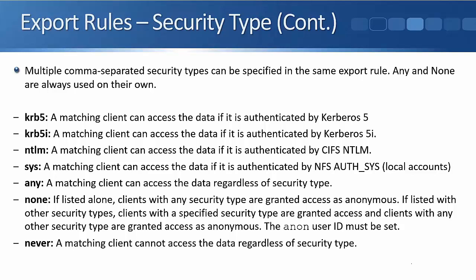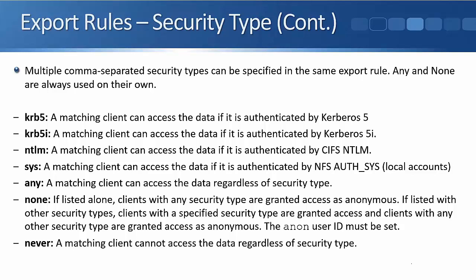So what does none do? Well, if listed alone, clients with any security type are granted access as anonymous, meaning it doesn't matter how they authenticated, like Kerberos or sys or NTLM, they're going to get granted access as the anonymous user. We're going to talk about the anonymous user coming up soon as well in this lesson. If listed with other security types, clients with a specified security type are granted access, and clients with any other security type are granted access as anonymous.